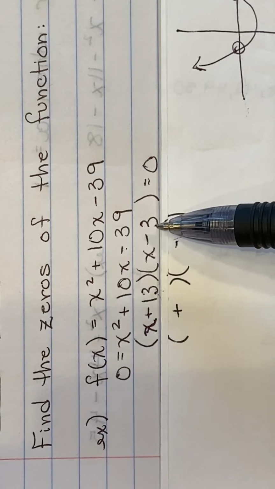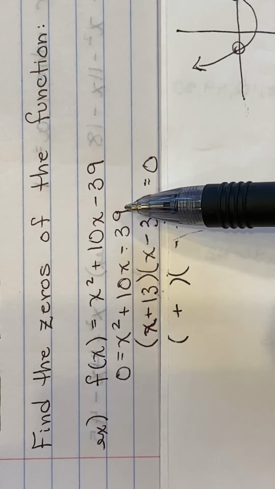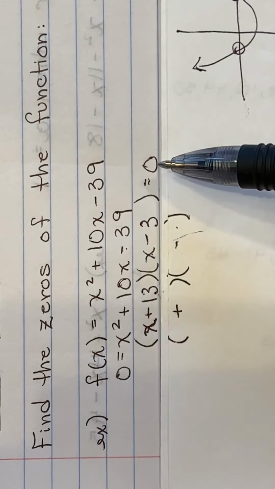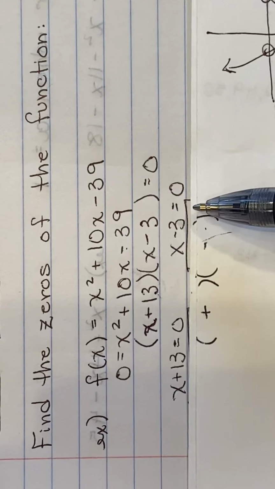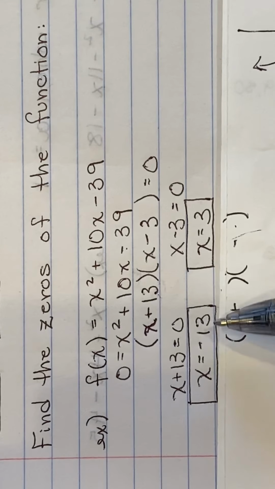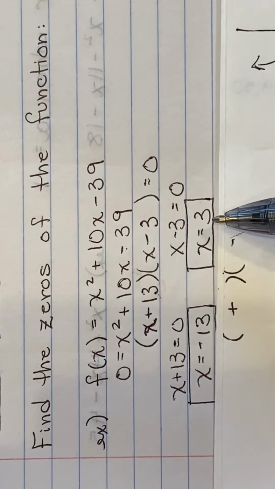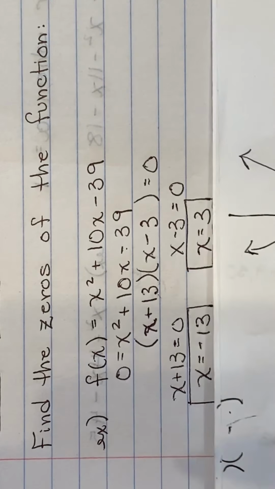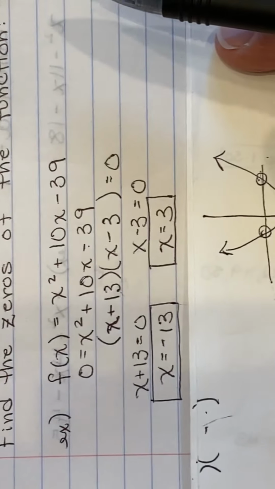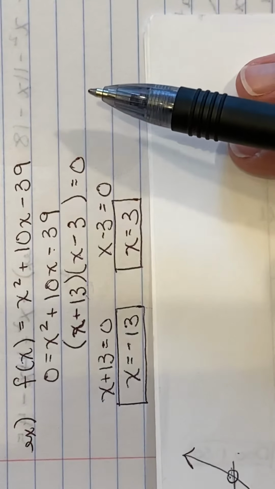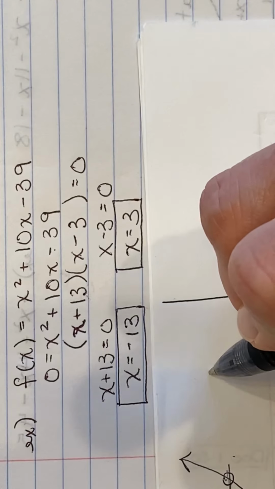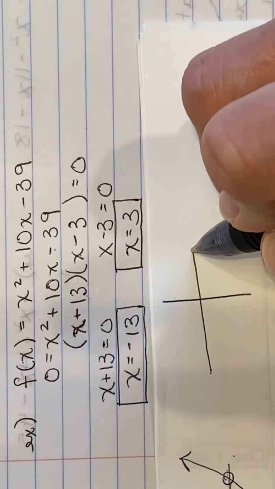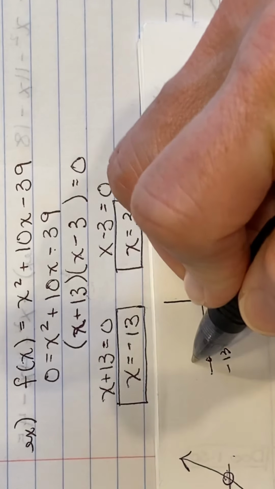Remember, if you FOILed this, you would get this quadratic. If the product is equal to 0, the zero product property says each factor is equal to 0, and therefore x equals negative 13 and x equals 3. We will go on to study in the future, not so much today, but to give you a heads up. What does that mean? That means graphically, if we were going to graph this parabola, it would cross here at 3, and it would cross here at negative 13.